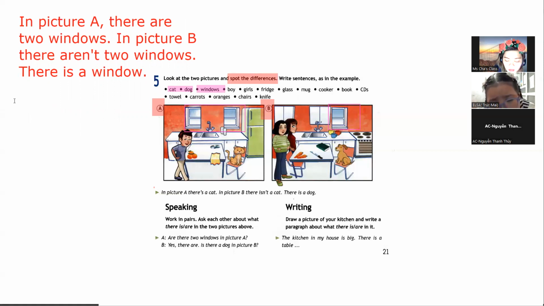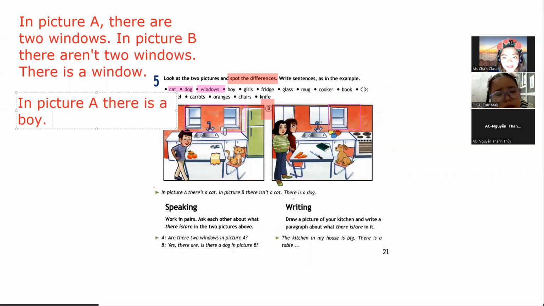In picture A, there is a boy. Very good. In picture B, there isn't a boy. There are two girls. Is that a girl? I think they are adults. What do we call them? There are two women. Women, irregular plural. We don't add S. We just change the spelling.